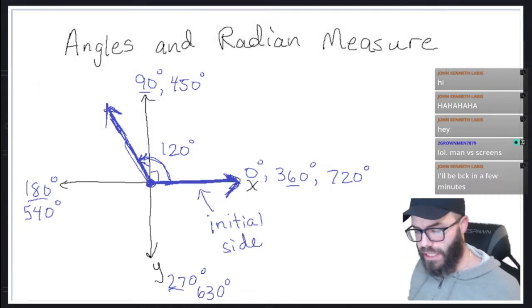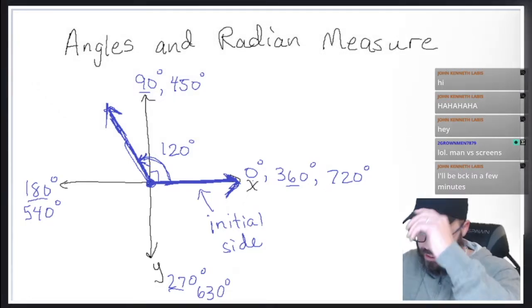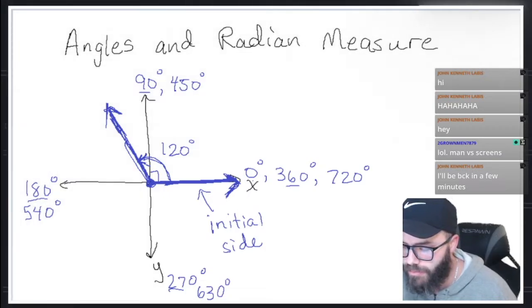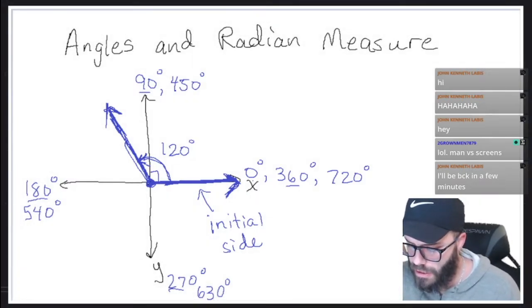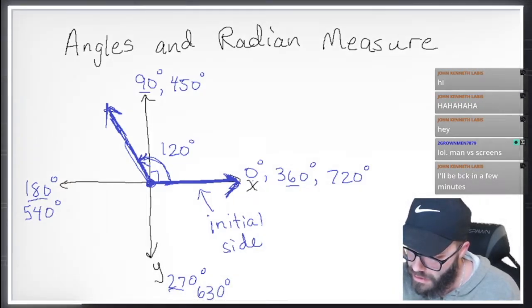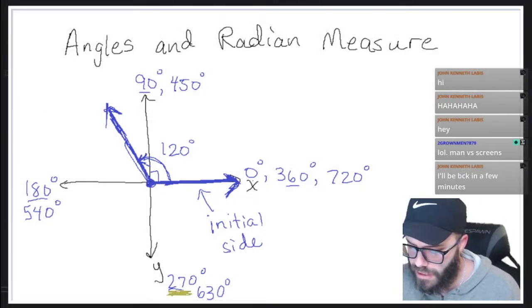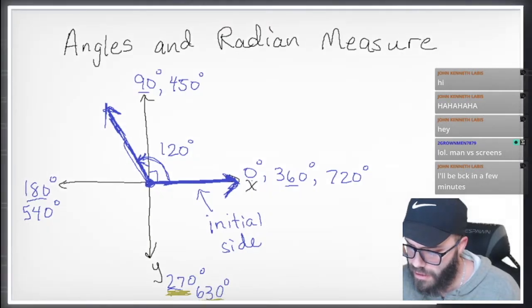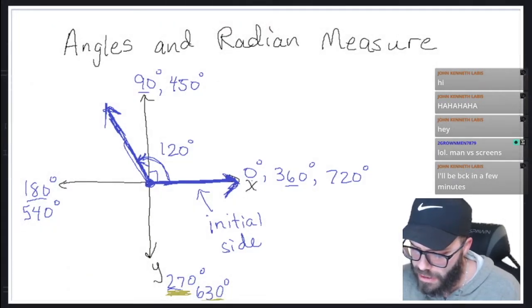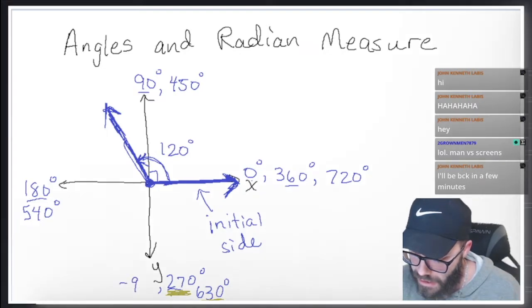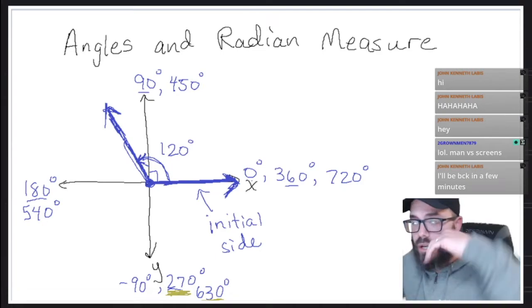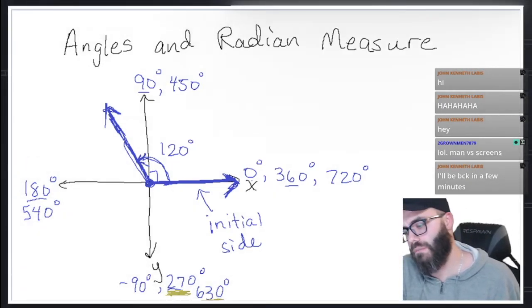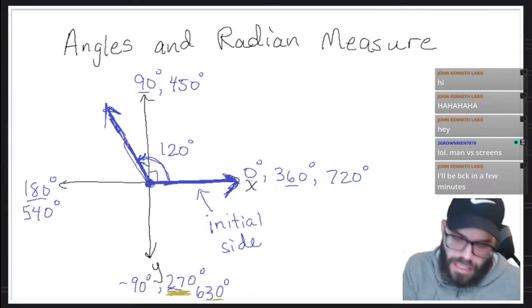So if you wanted to sketch an angle that has a negative measurement, then you will take this 0 degrees and you would just go clockwise to indicate the negative direction. So not only is this 270, 630, you could also label that as being negative 90, in a clockwise direction. So counterclockwise, it's positive measurements. Clockwise indicates negative.